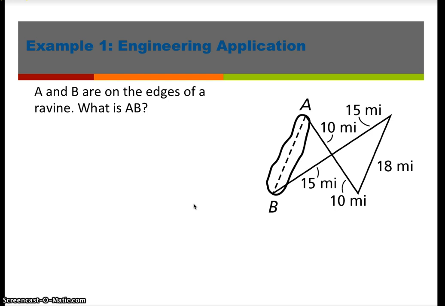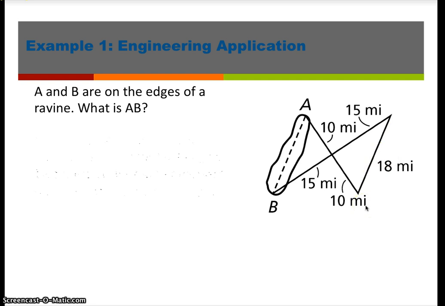Let's say that A and B are on the edges of a ravine and the question asks you to find the length of AB. How long is AB? Well, when I look in this picture, it looks like AB should be 18 because this other side is 18, right? Well, in order for me to know for sure that it's 18, I would have to know that this whole triangle is in fact congruent to the triangle on the other side. So we need to study the information in the picture, decide whether or not those two triangles are congruent, and then if they are, we can match up the sides and say that AB is the same as this 18 over here.